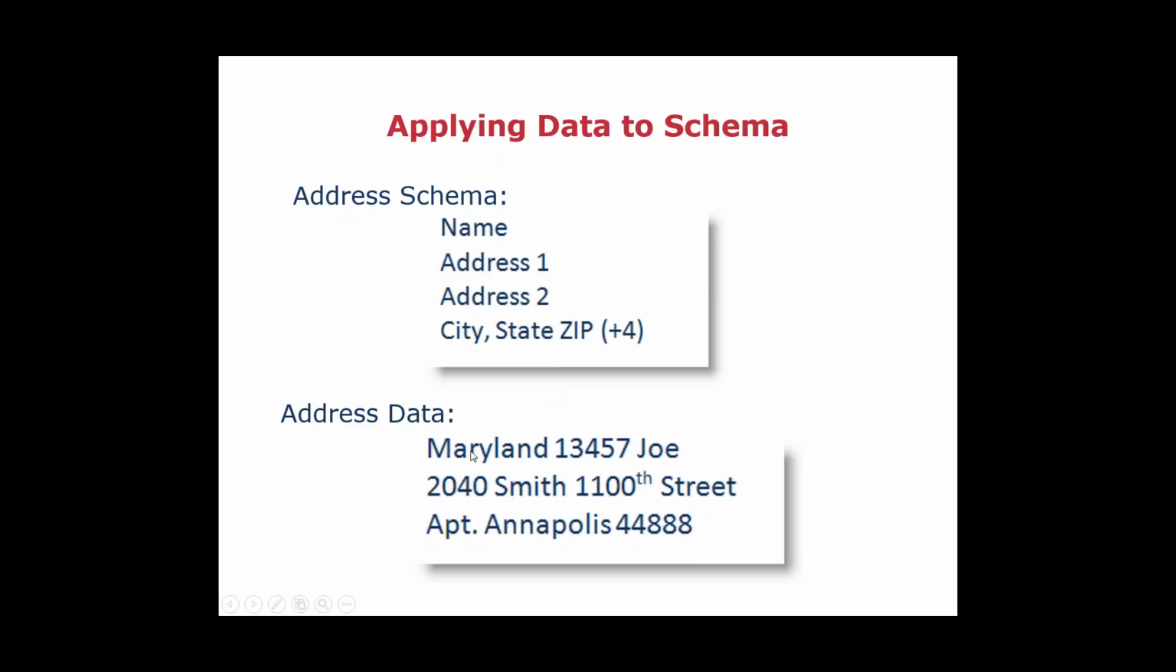If we encode the data as you see below, it's not evident what the zip code is. Is it 13457 or 44888? Well, of course, those of you who live in Maryland probably know. But my point is that you need to follow a structure when you're dealing with computers.